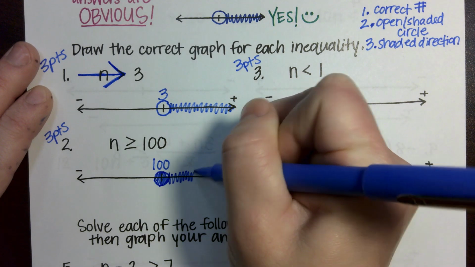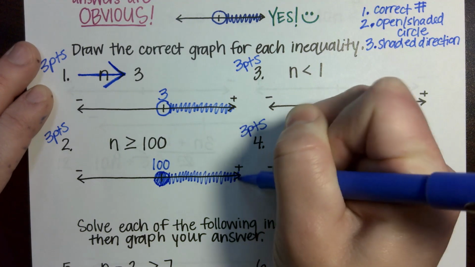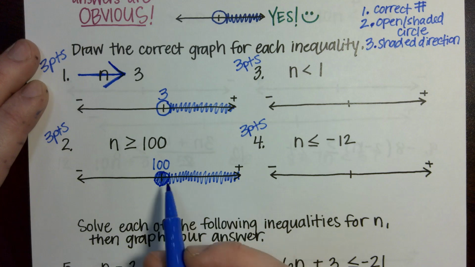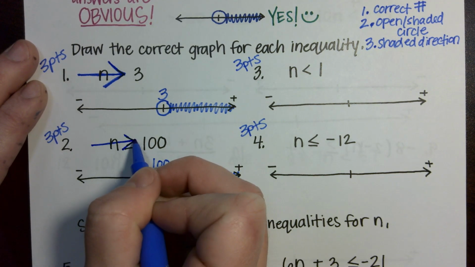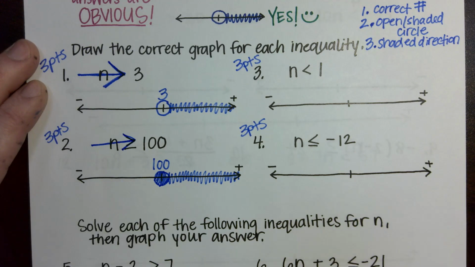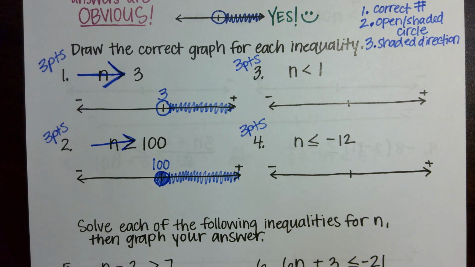N is greater than or equal to 100. So we're going to shade where it's bigger than 100. And we can also look at our symbol as an arrow if we want. It points to the right. So we shade to the right. Any questions on number 2?